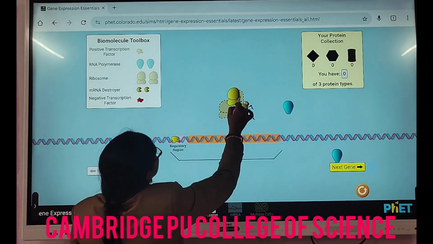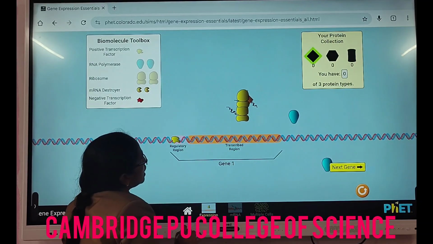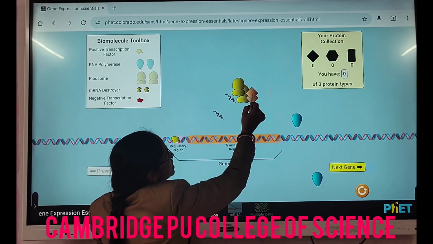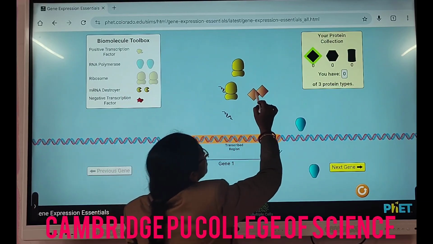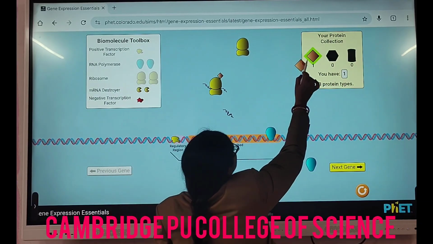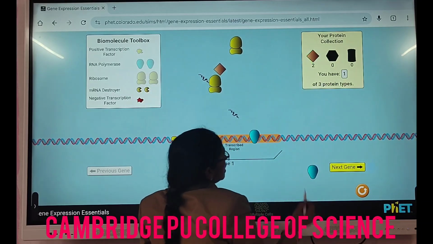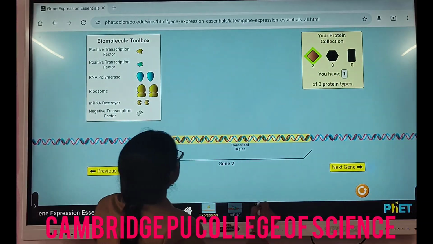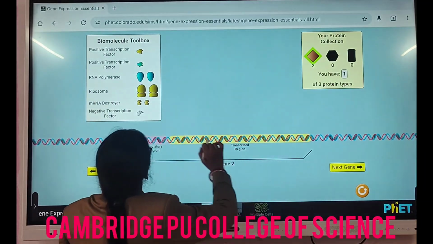We need the ribosomes, the smaller subunit and the larger subunit. Now you see how the protein has formed. You can see this protein has formed here, and since the gene is the same, the same protein is forming here. But if we go for another gene, now you see how the same process continues.